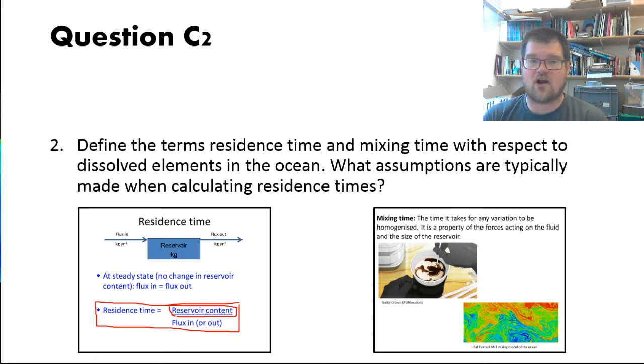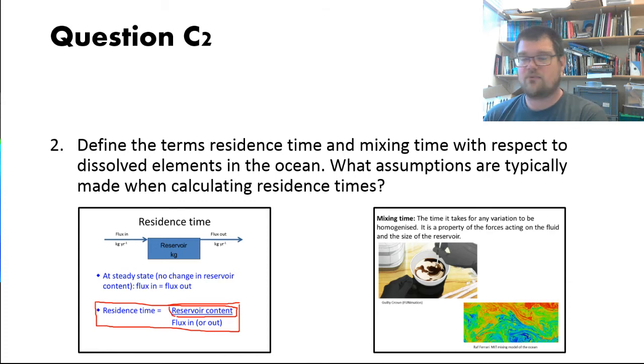Another way of describing the residence time is the average amount of time that a particle of that element, or of that substance, spends in that reservoir before it is removed by the flux out. So you needed to have that kind of description, and having the equation would have been nice as well.